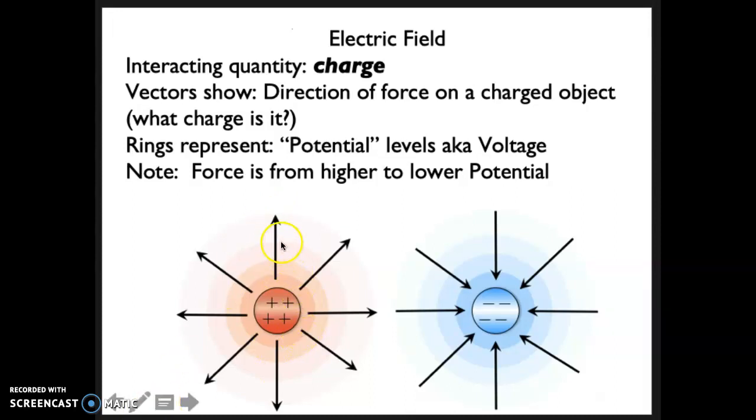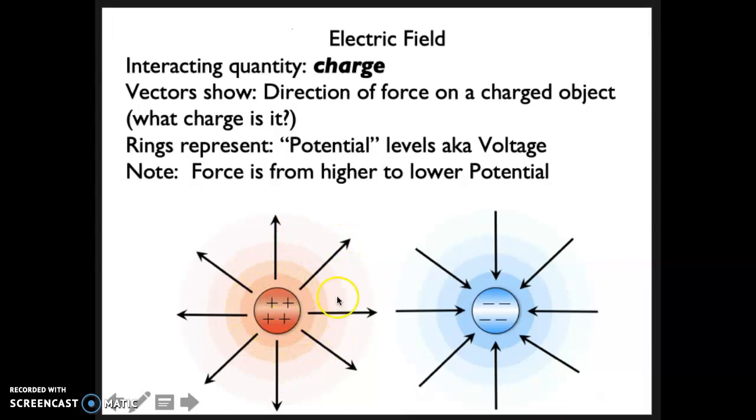Okay, hopefully you realize that these arrows are showing the direction a positive charge would go, and so are these arrows. In fact, electric field force vectors always show the direction a positive charge would go. Sometimes we talk about a positive test charge where there's actually no charge there, but we just want to know which way it would go so that we can map out the field.